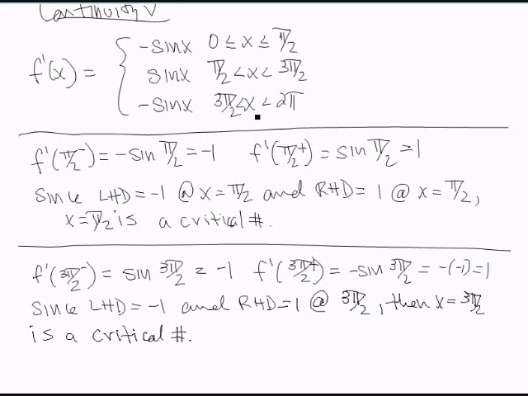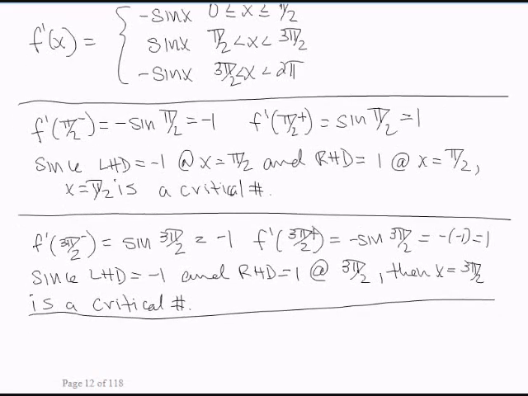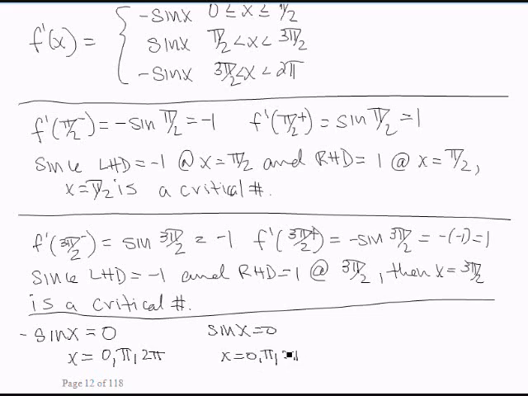So lastly, we just want to set the derivatives equal to 0. We already saw that the only time that's going to happen is at pi. So let's just take a look, setting each one of these three pieces equal to 0. So I'm going to set the first piece, negative sine of x, equal to 0. The only time sine of x equals 0 is at 0, pi, and 2 pi, because I multiply both sides by negative 1. And likewise, if I take the middle function and set that equal to 0, the only time that's going to happen is at 0, pi, and 2 pi.